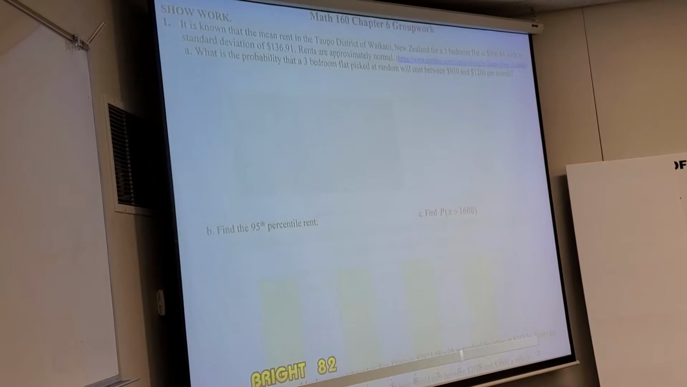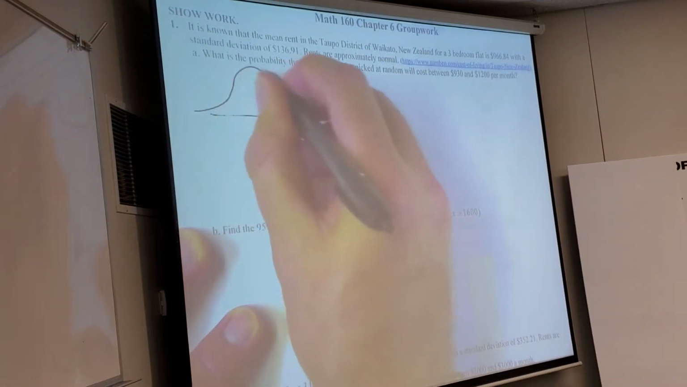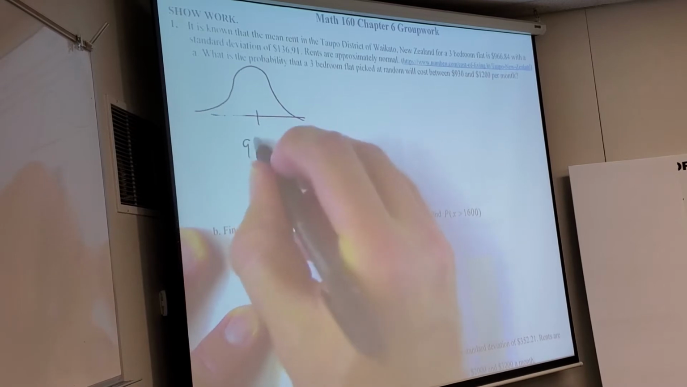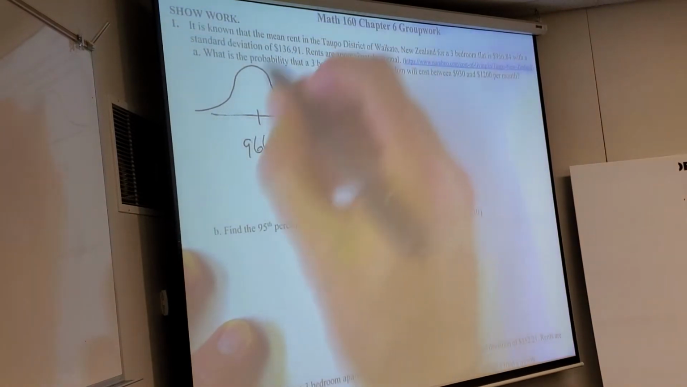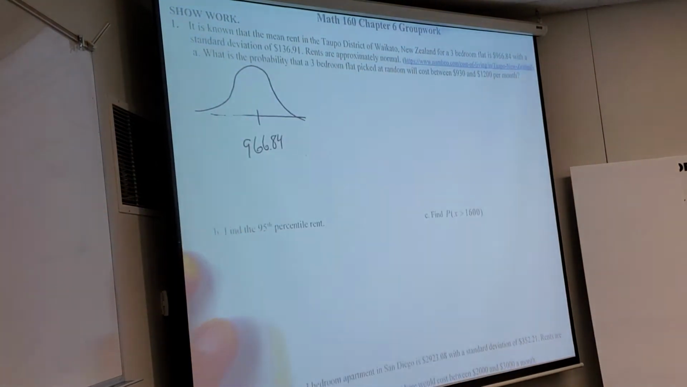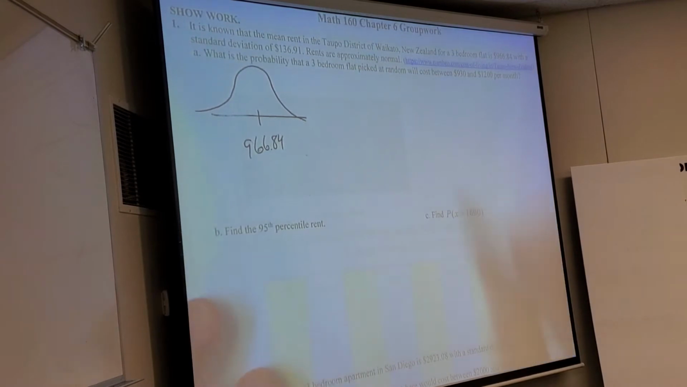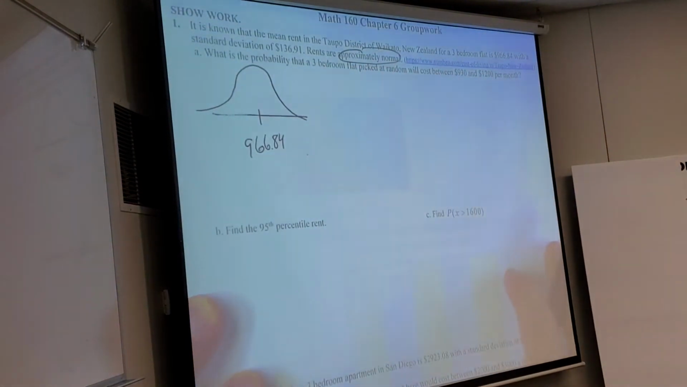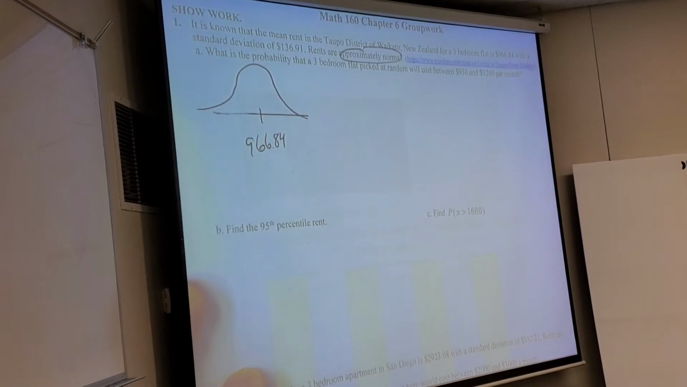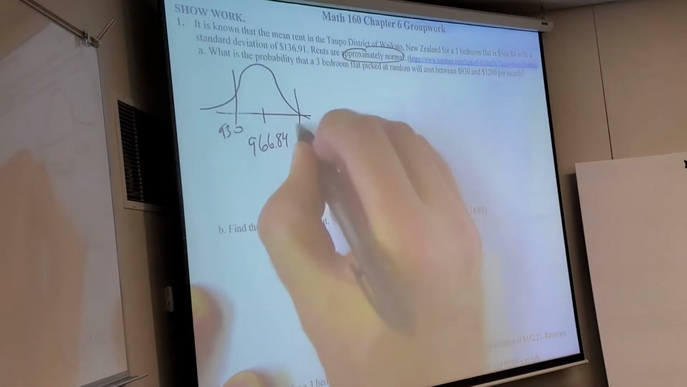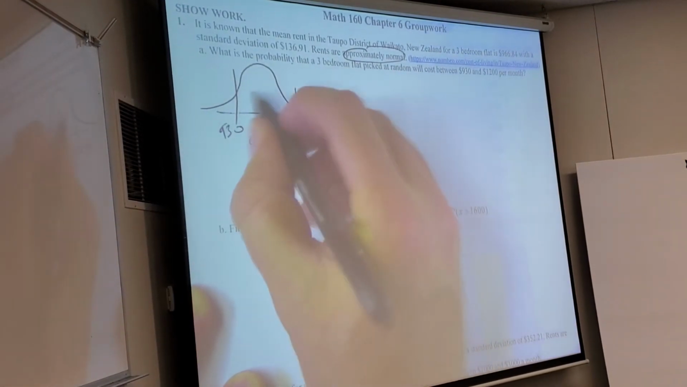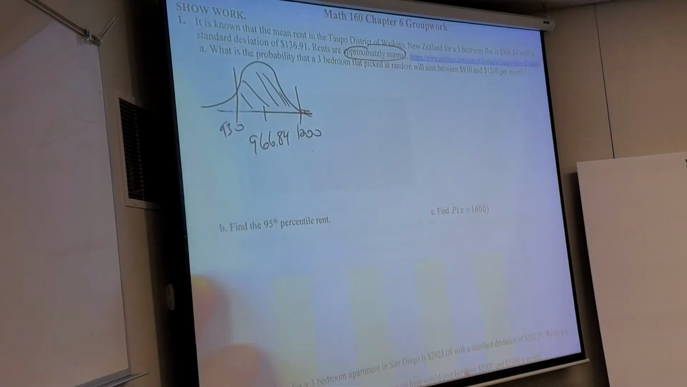All right, guys, I want to make sure everybody's on the right track with these. I'm going to look at the first one here. So we've got the mean. How do I know I can draw this picture and do this problem? Yeah, it's approximately normal, so that means it's normal enough to do this problem. So I put down there 930 and 1200 roughly. So I want to know this area.